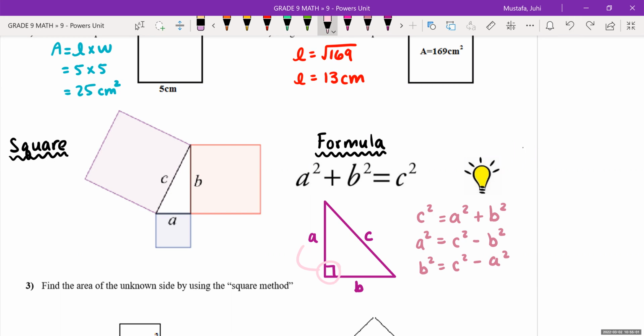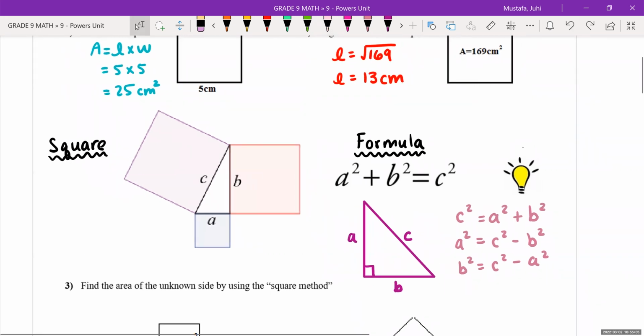Okay, so we're going to practice using the formula, but before that, I also want to show you the square method, which I think is actually pretty cool. So take a look at this diagram. We have a right angle triangle. I'm going to draw in the little right angle sign just so that we know that that is our 90-degree angle, and A and B are our smaller side lengths.